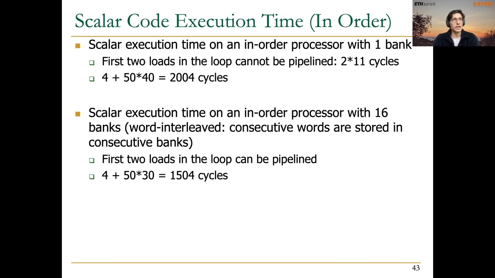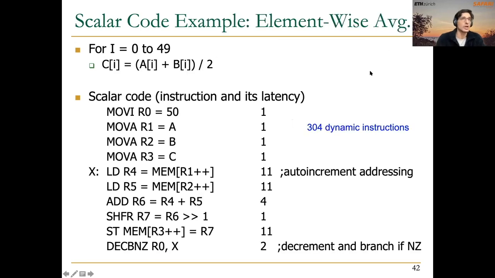Now the point is, scalar execution time on an in-order processor with 1 bank, we can estimate it, right? The first 2 loads in the loop cannot be pipelined. So this means that it's 2 times 11 cycles. We continue with the example that I gave you before, latency of access to the memory. I said 11 cycles. That's exactly what we have here. And you see also in this column, for every single instruction, the number of cycles that it needs to execute.